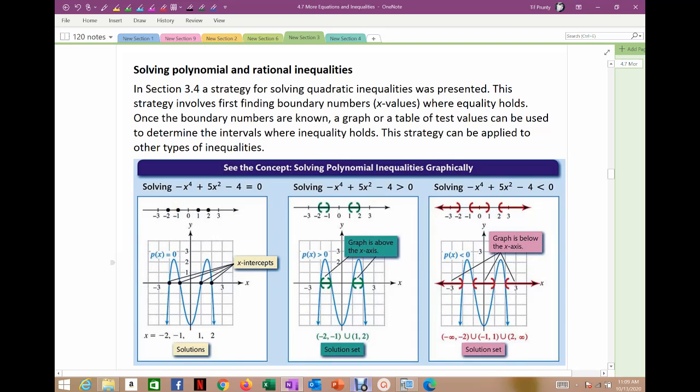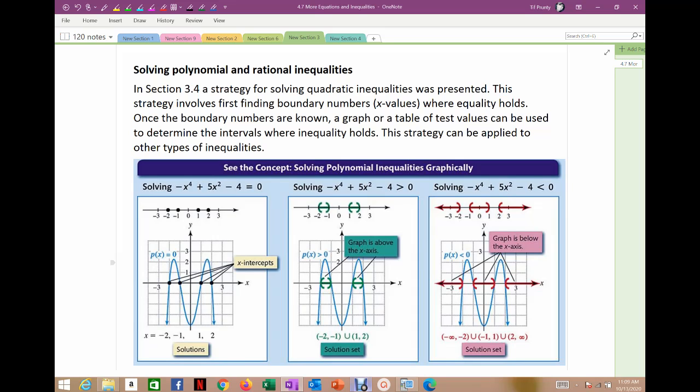Alright, now solving both polynomial and rational inequalities. Right, inequalities. So we're going to use a similar strategy to what we did in chapter 3 with quadratics. Quadratics really are polynomials, they're just 2-degree polynomials. So we're going to do the same thing.